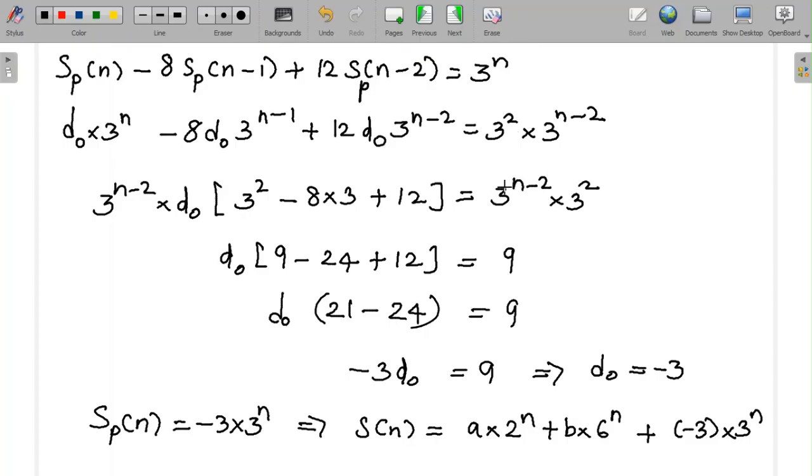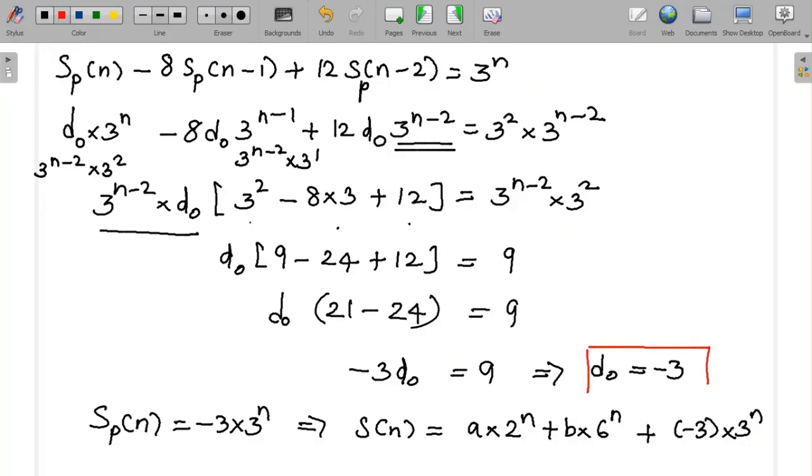We can factor out the 3 power n minus 2 as common here. This 3 power n minus 2 is common. And here I can write this n minus 1 as n minus 2 times 3 power 1 and n as n minus 2 times 3 squared. So when I factor out 3 power n minus 2 from every term here, I'll have these two in common, a 9, a 24, and a 12 inside the brackets. And on the right again, 3 power n, I'll write it again as 3 power n minus 2 and 3 square. Dividing both sides by 3 power n minus 2, we have an expression for d naught, and d naught is found to be negative 3.